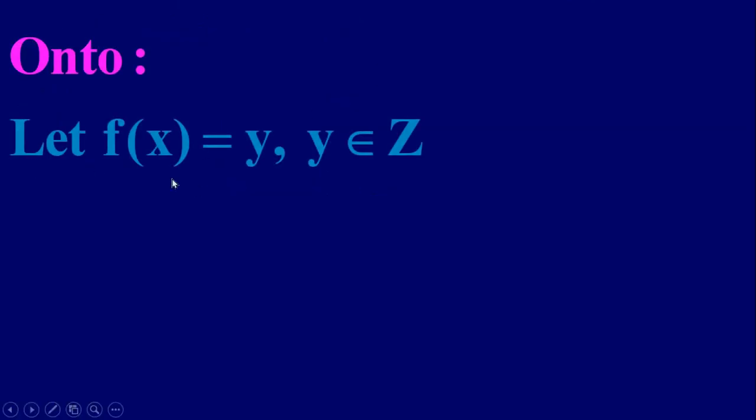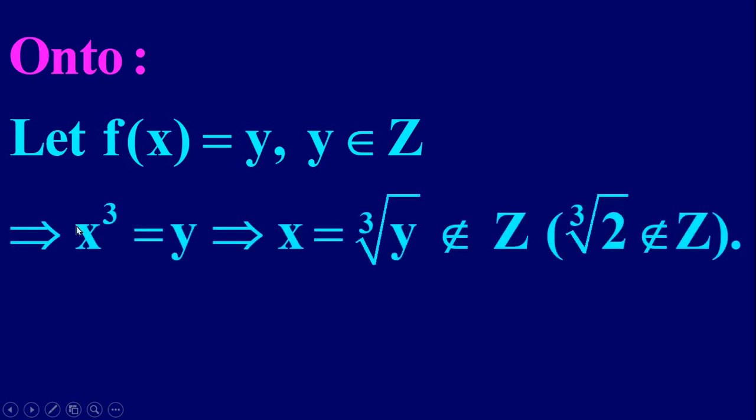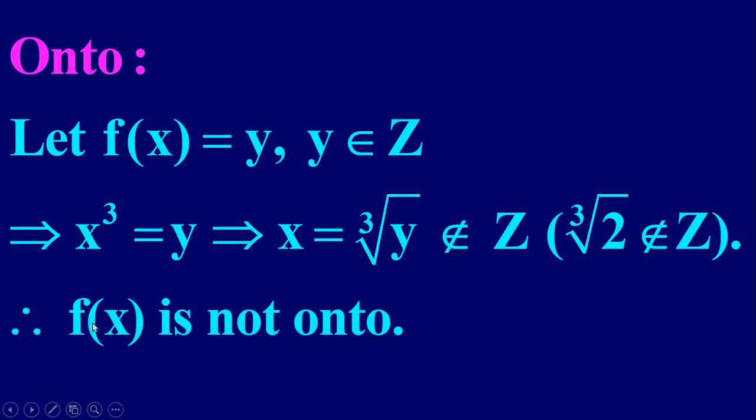So next we verify whether it is onto function. Now we take f of x equal to y, where y belongs to Z, and here it is given f of x equal to x cube, so we can write x cube equal to y. So therefore x equal to cube root of y, but cube root of y is not an integer. If you take y equal to 2, cube root of 2 is not an integer. Therefore this function is not onto function.